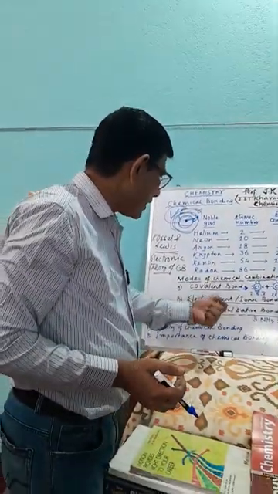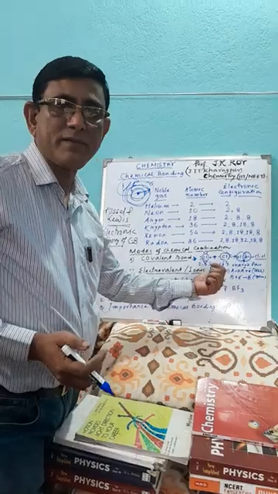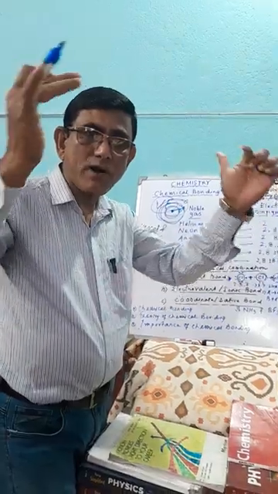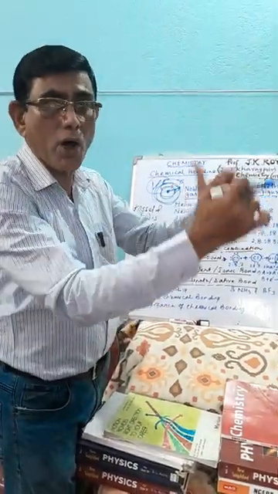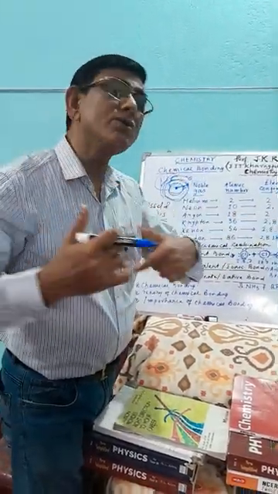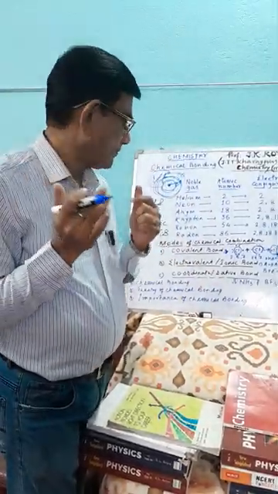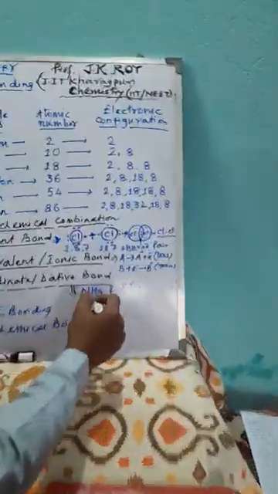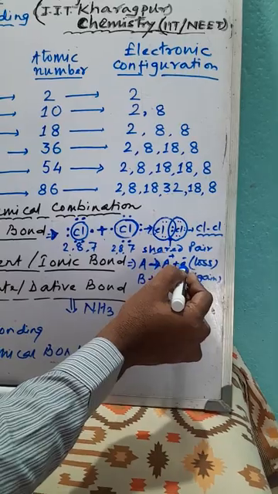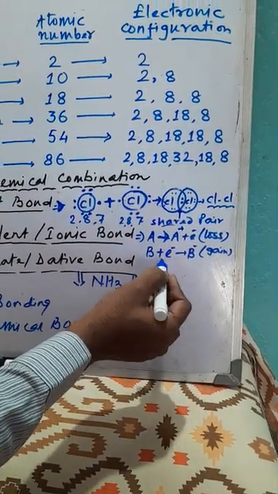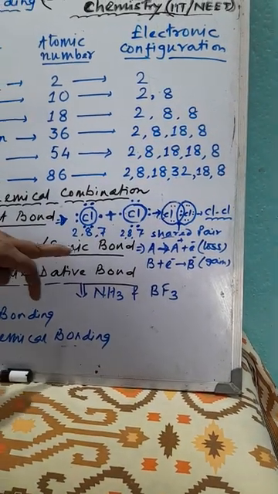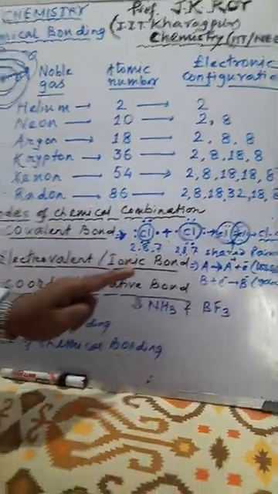Now, second is electrovalent or ionic bond. In electrovalent or ionic bond, what will happen? Complete transference of electron from one atom or one molecule to another. Only one partner will invest, share, and the second will enjoy. In this case, A atom loses an electron: A plus e minus. Second, B atom gains an electron: B minus. Okay, the electrovalent ionic bond is a complete transference of electron.